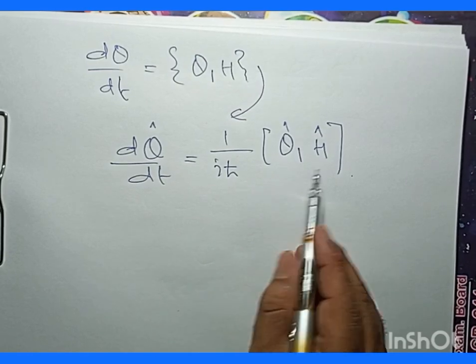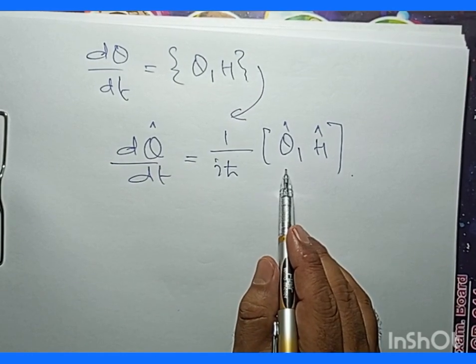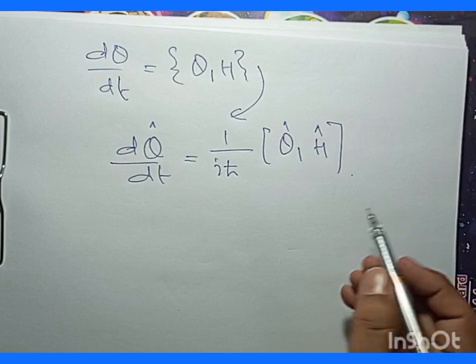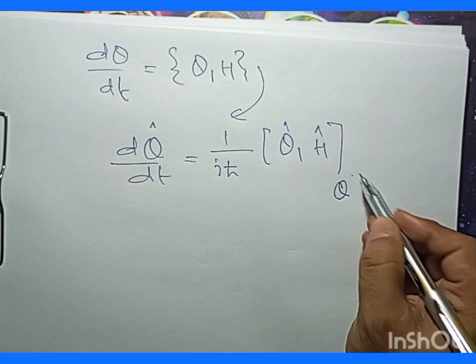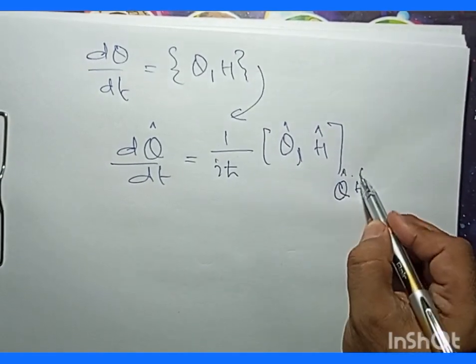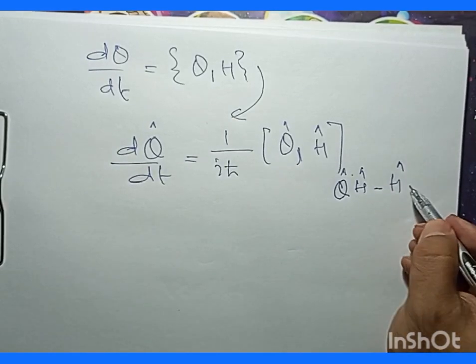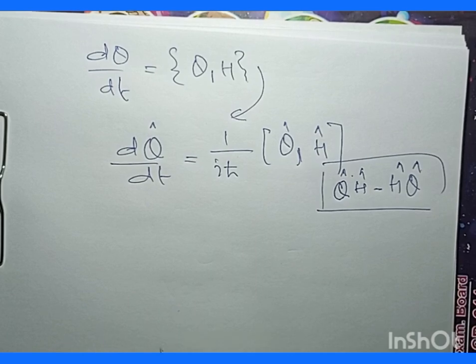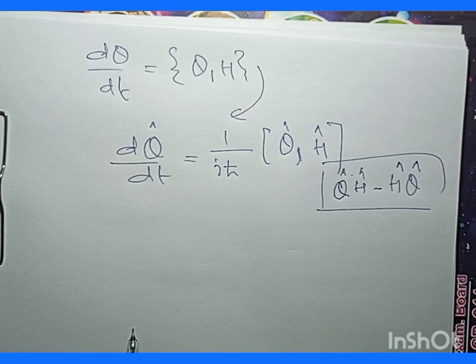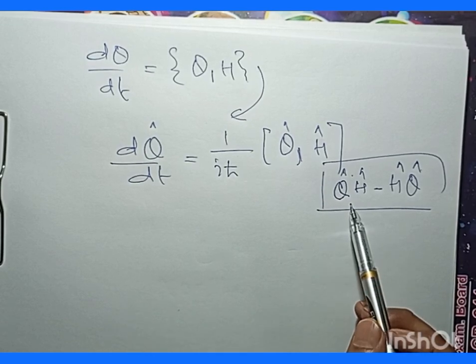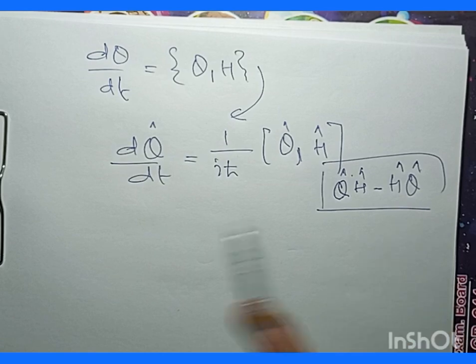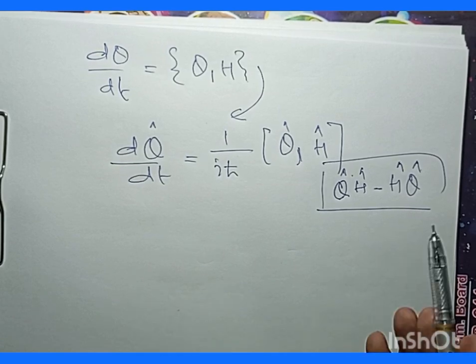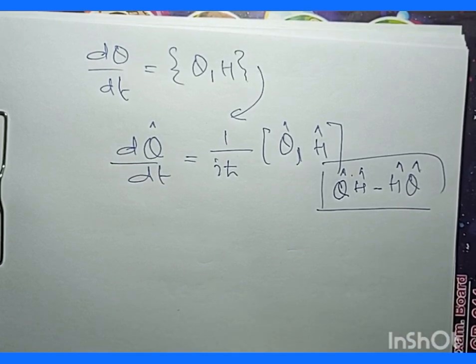So what is this [q, h]? This is the commutator relation between q and h, and this commutator is basically q operator, h operator, minus h operator, q operator. Again, I'm using the same terminology that these operators and the basis of these commutators are matrices, and matrices generally do not commute. So the product here is not the same. When you interchange the position of the two matrices, the result obtained is different.